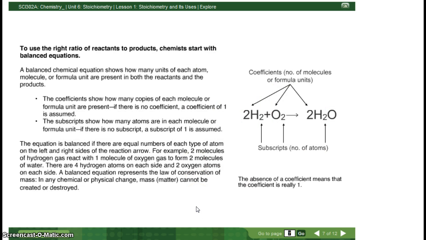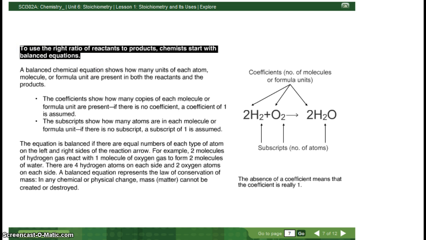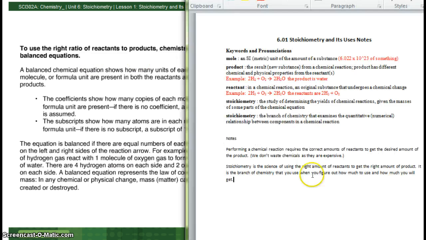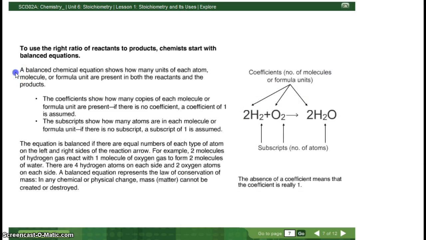To use the right ratio of reactants to products, chemists start with a balanced equation. This is so important. It's like rule number 1. Okay, so in fact, I'm going to bold this one because it is so important. So in your notes, you may want to do the same.